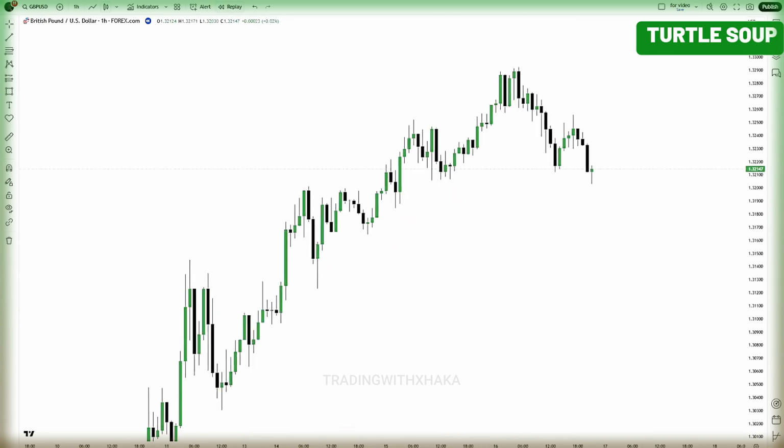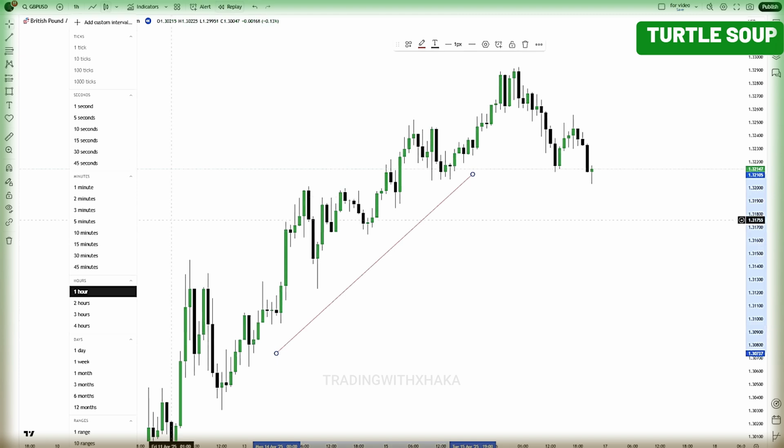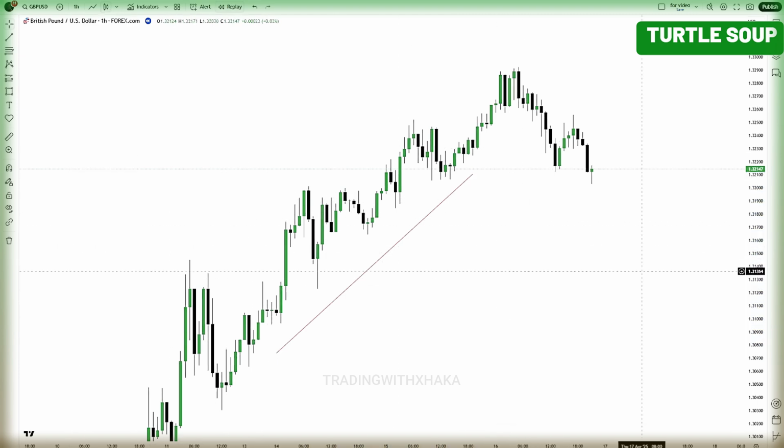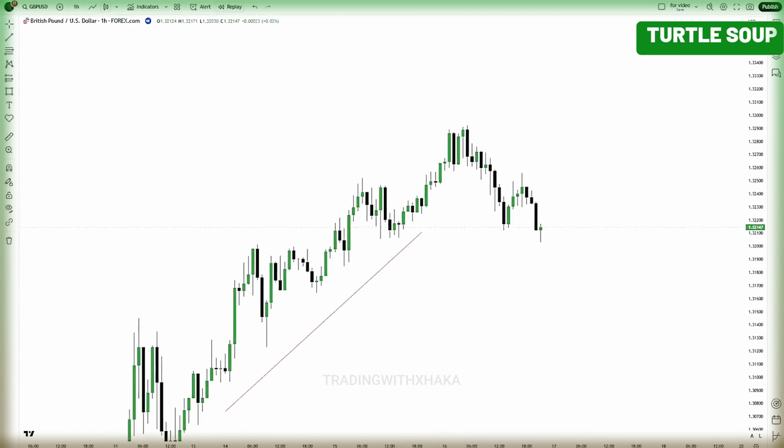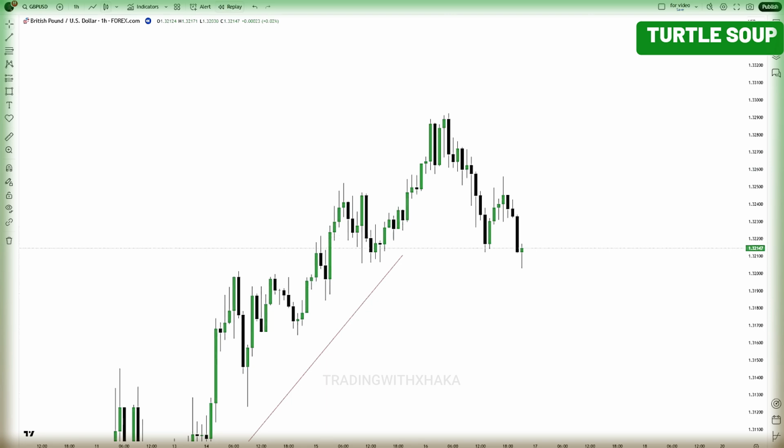What do we have here? Price is totally in uptrend. We're using the 1 hour time frame for identification of the market structure. The latest breakout structure is here. You can clearly see that this is the recent break of structure we have.